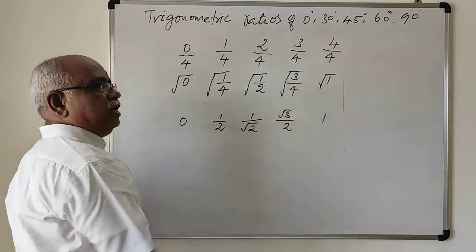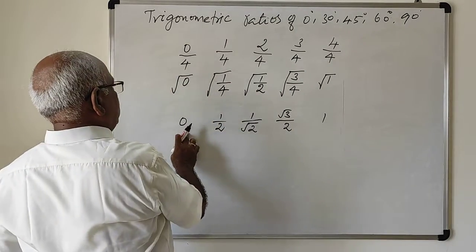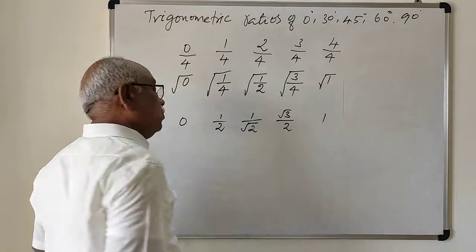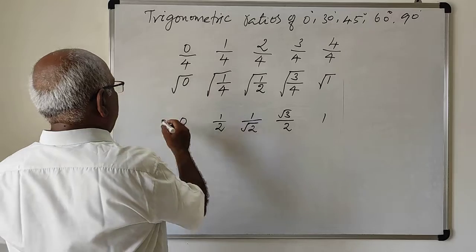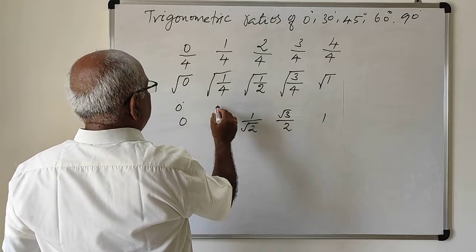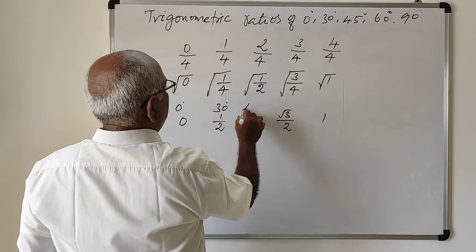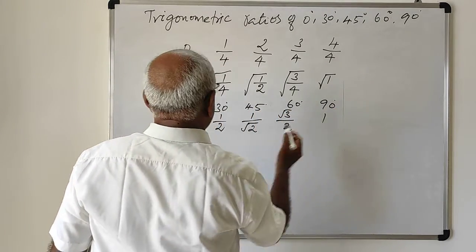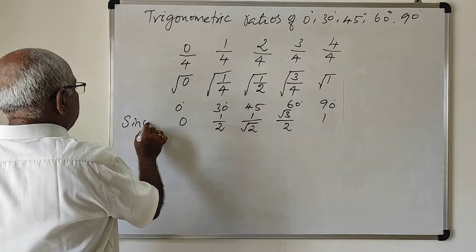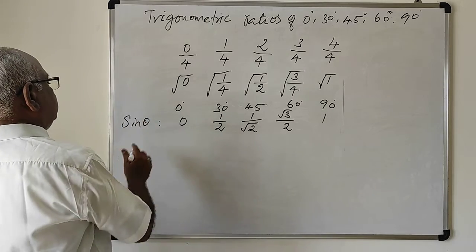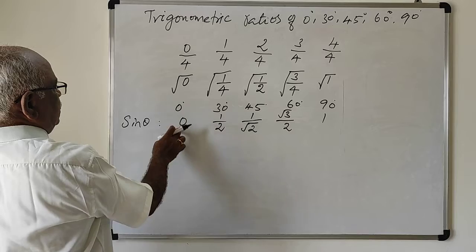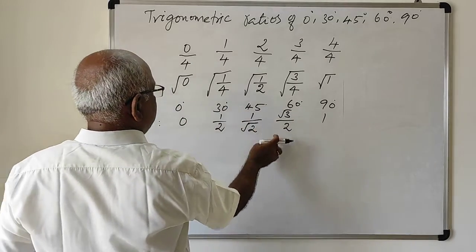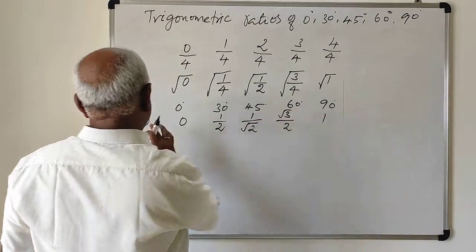Taking square root for each number, I will get square root of 0 is 0, this is 1 by 2, this is 1 by root 2, this is root 3 by 2 and square root of 1 is 1. This is nothing but the values of 0 degree, 30 degree, 45 degree, 60 degree and 90 degree for sine values, for sine theta. Sine 0 is 0, sine 30 is 1 by 2, sine 45 is 1 by root 2, sine 60 is root 3 by 2 and sine 90 is 1.